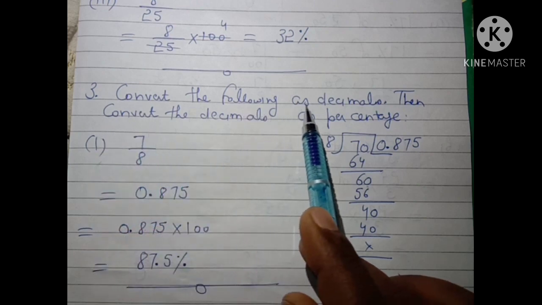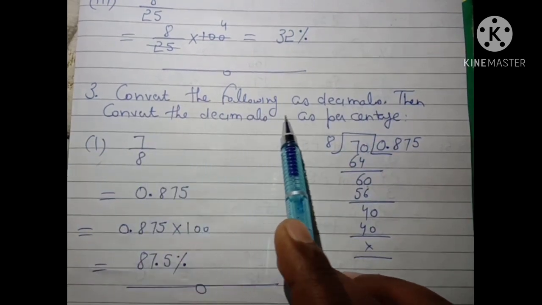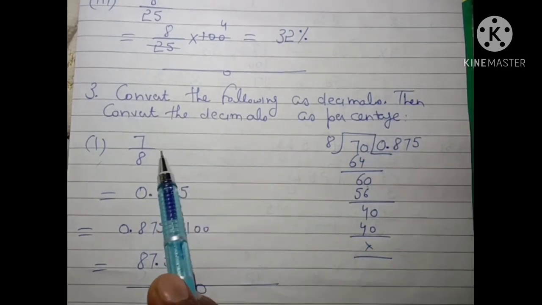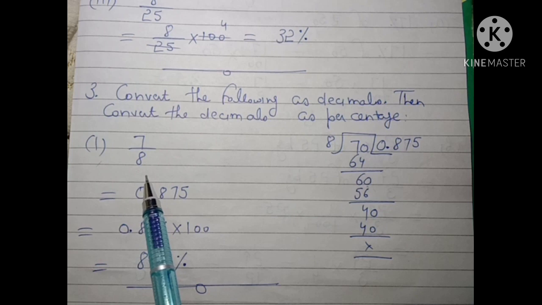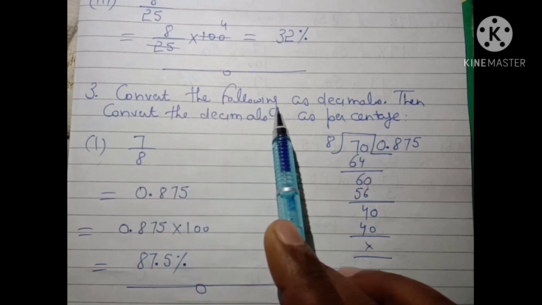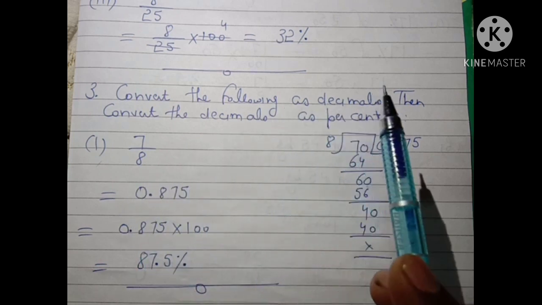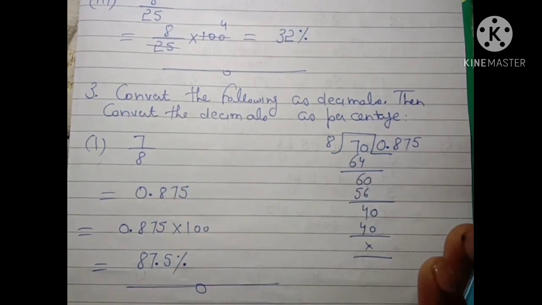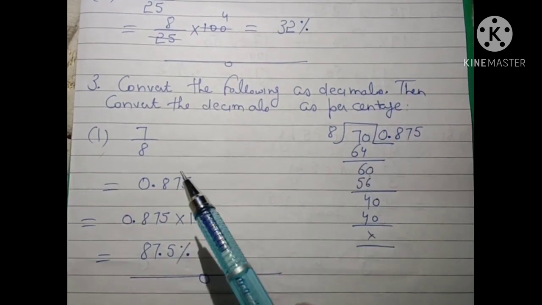Convert the following into decimals, then convert the decimals into percentages. So it means first of all a fraction is given to us. You can see the fraction 7 by 8 is given to us. First of all we have to convert it into a decimal, then we have to convert the decimal into percentage. So it is also very simple. So how can we do this one?